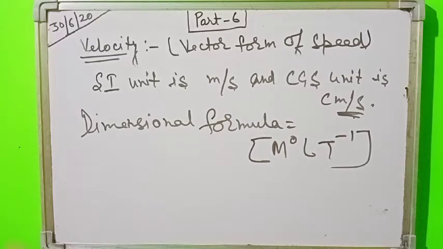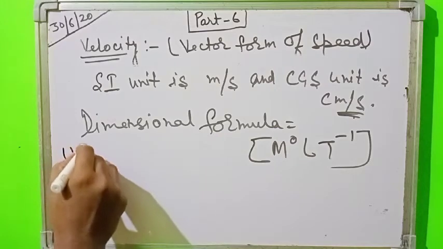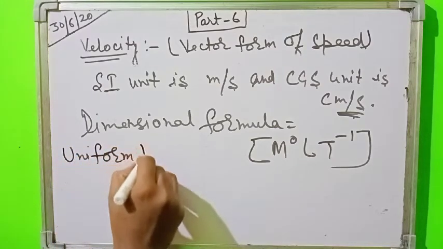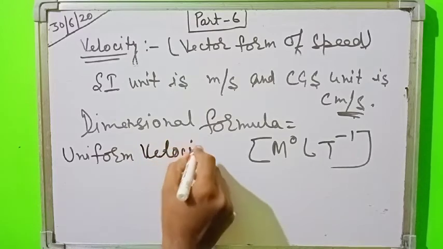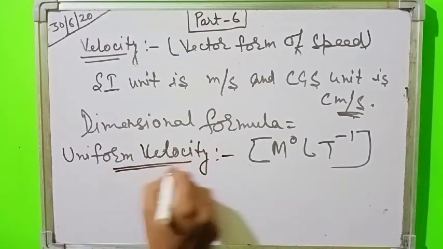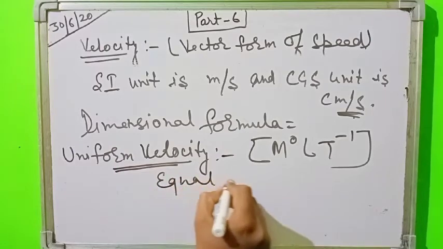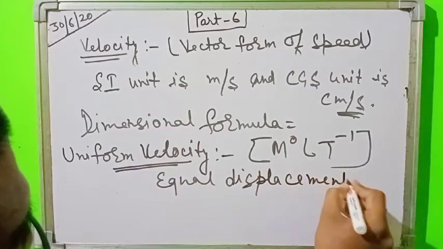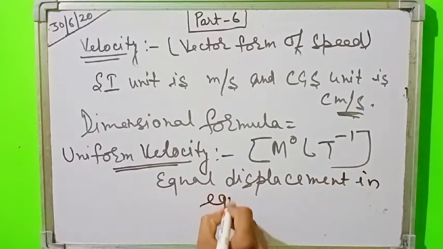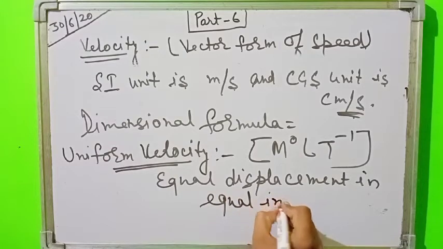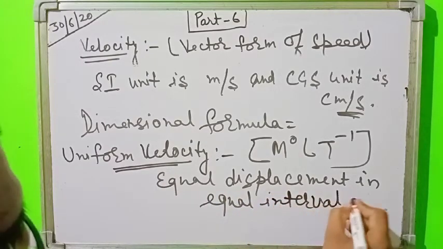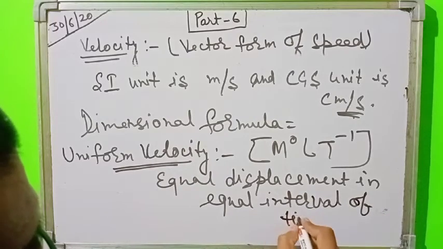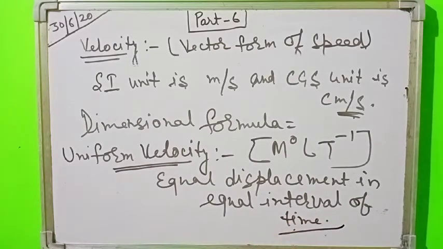Now, uniform velocity, as simple as that: equal displacement in equal intervals of time. Equal distance we had discussed in case of speed also quite in detail, so I need not specify this particular thing here.